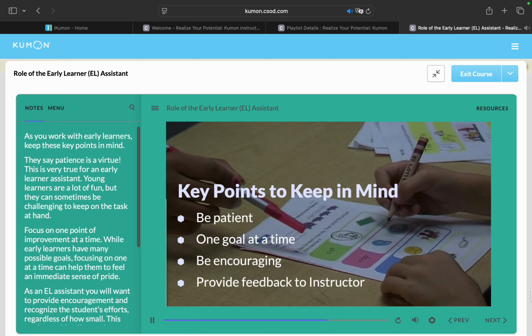Assistants have direct interactions with students, so providing feedback to the instructor about the student's progress and study help the instructor in making lesson planning decisions and provides insight as to when the student may be ready for a new development goal.